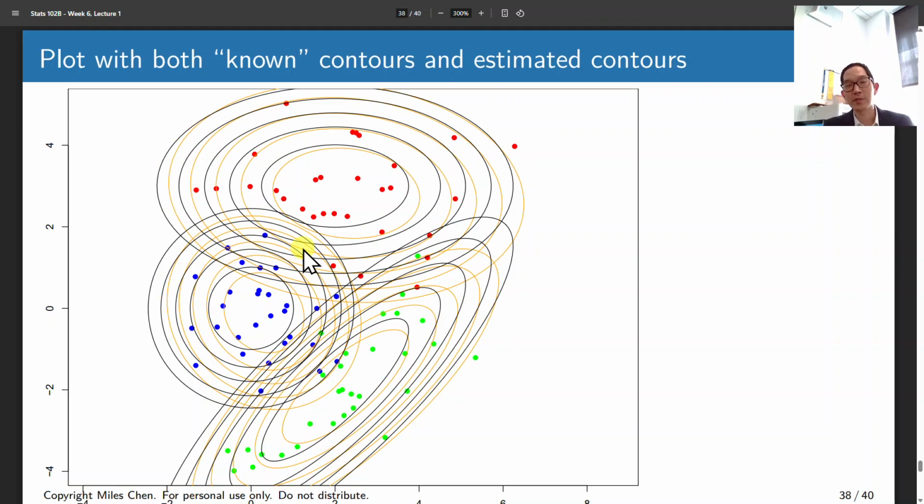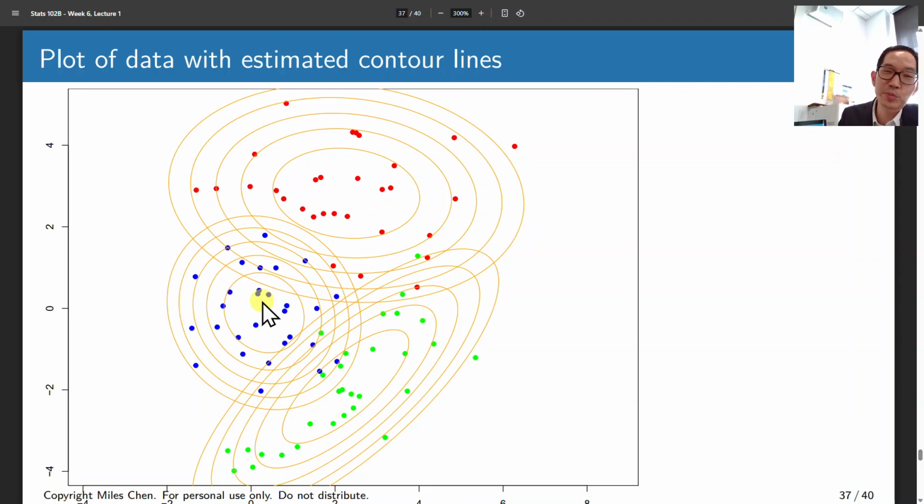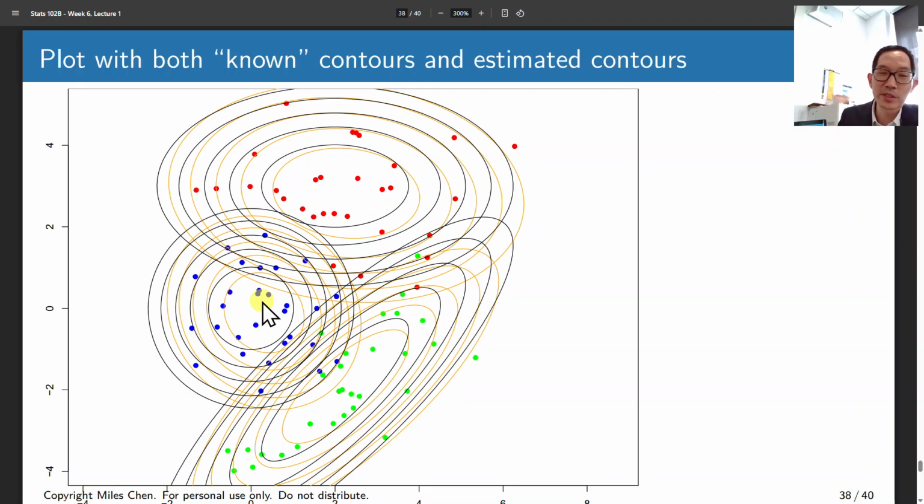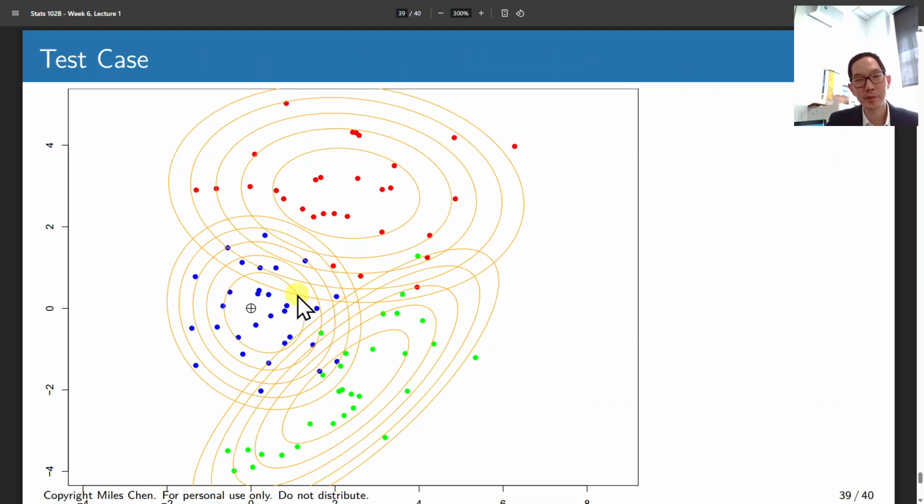And here I can overlay and compare them to our known ones. The known ones are the ellipses in black, and the estimated ones are the ellipses in orange. They're similar, but not exactly, again because the orange ones are based off of our data, whereas the ones drawn in black are the ones that we picked out to generate our data, okay?